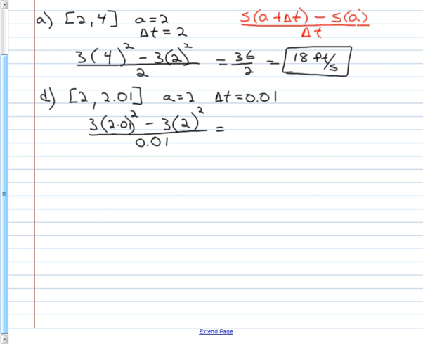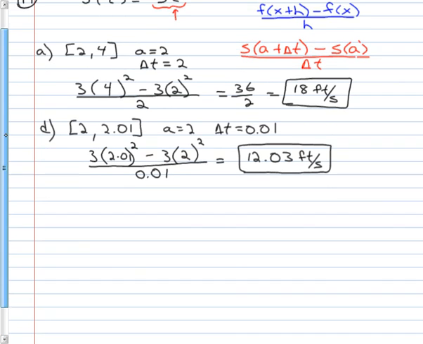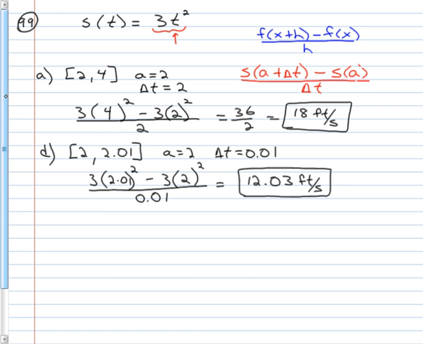Give me 2 decimal places. 12.03 feet per second. If I kept reducing that time interval shorter and shorter and shorter, we would discover that the instantaneous velocity of that ball 2 seconds after it started is 12 feet per second. It's just getting closer and closer and closer to the number 12.